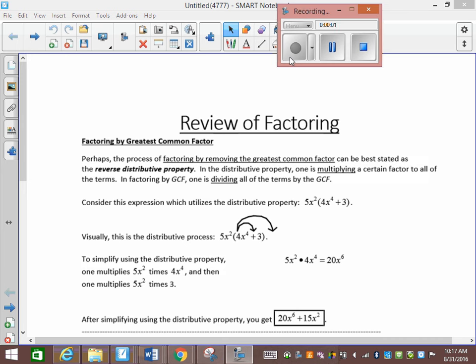as the reverse to the distributive property. In the distributive property, one is multiplying a certain factor on the outside to everything on the inside, right? So here we have 5x squared, and these arrows should be at the 5x squared, but they got shifted. And you distribute it into the 4x to the 4, distribute it into the 3, it should be like this.